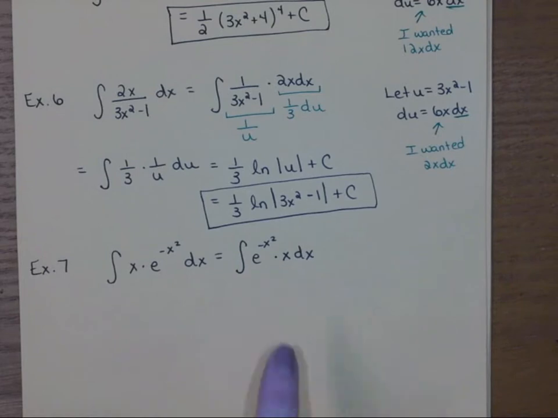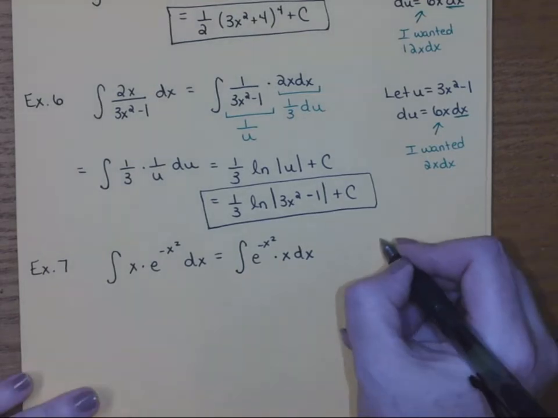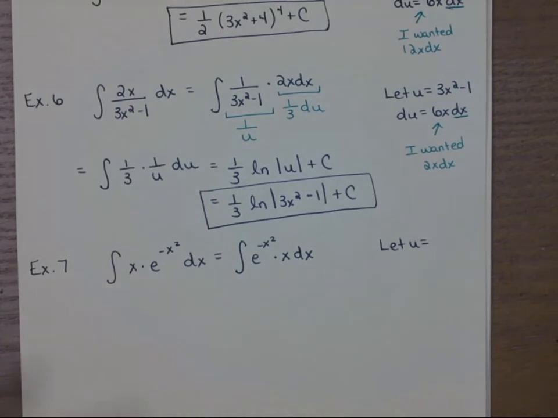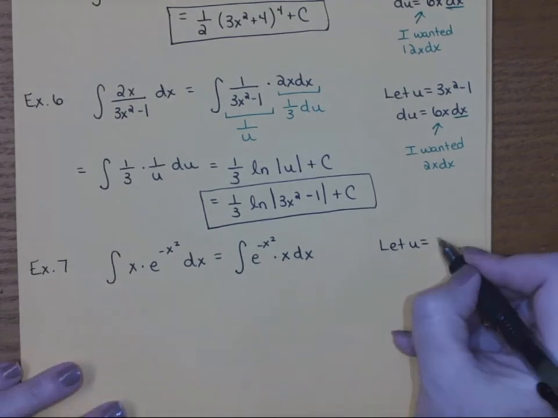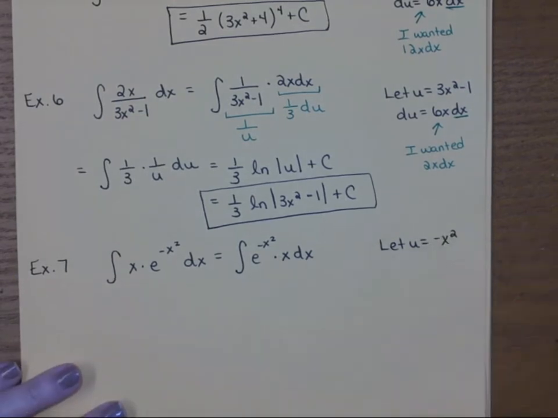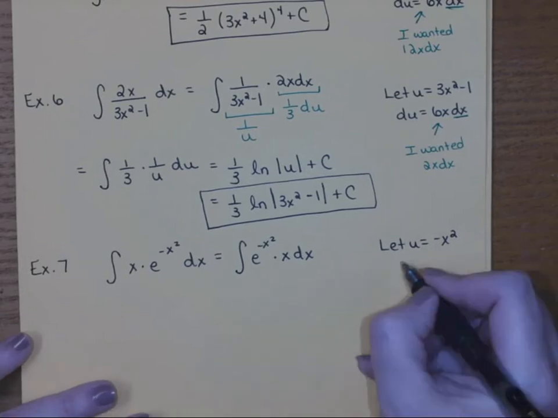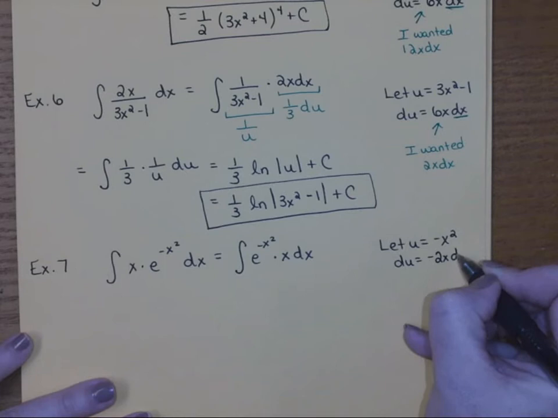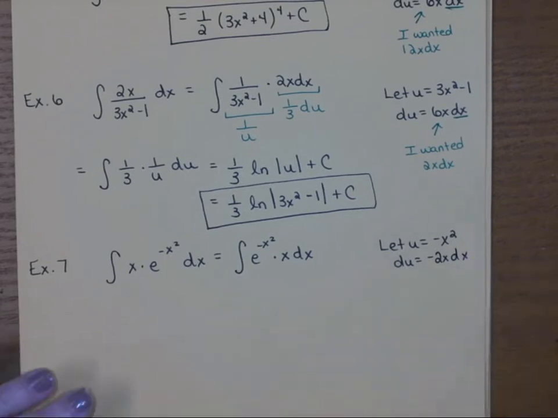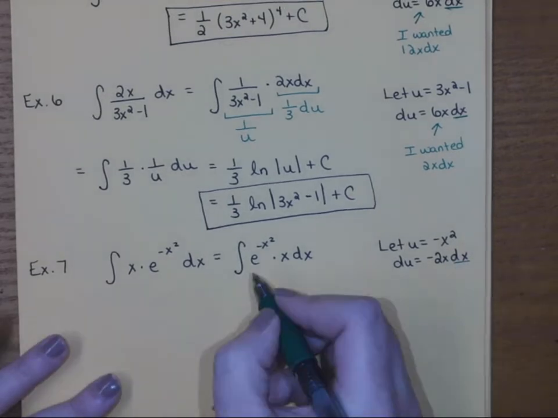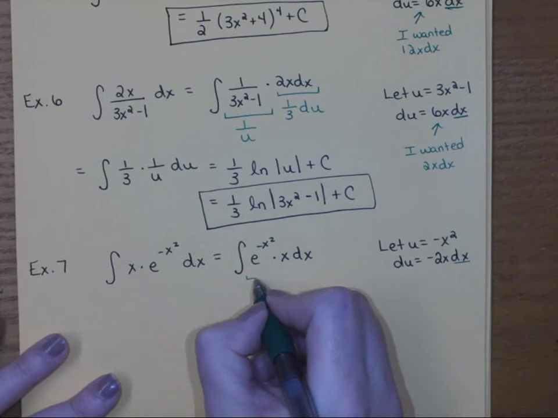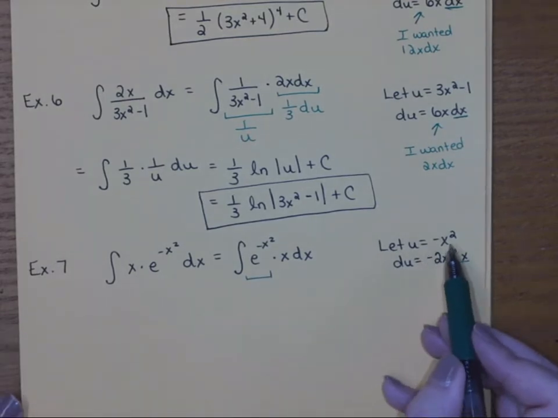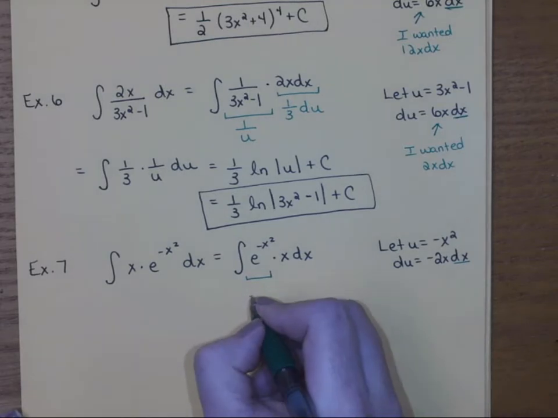Okay, and then I'm just going to move the x over here. So you want u to always be the inside piece. The inside piece of an e function is always the exponent. So the derivative is going to be negative 2x and then dx. Notice, I've got part of what I want, right? How would I rewrite e to that complicated power? Well, instead of writing the complicated power, I'm going to write e to the u.